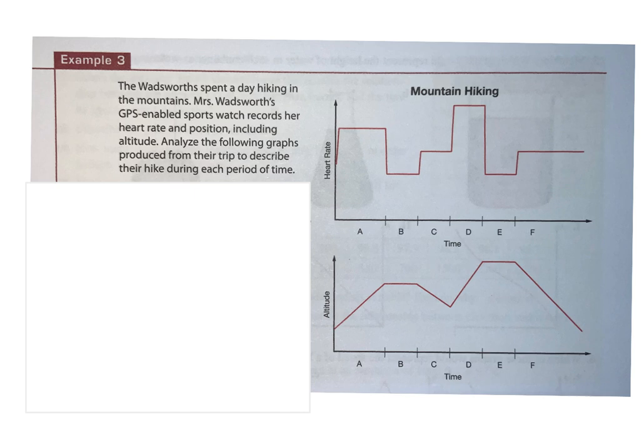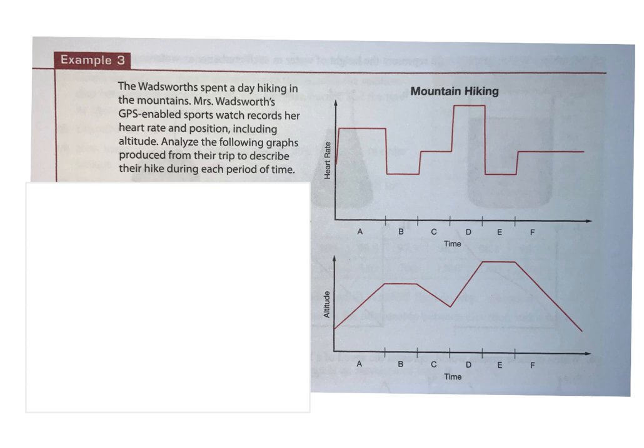So let's look at the last example here, top of page 203. This actually doesn't have any numbers at all on the graph, right? The Wadsworths spent a day hiking in the mountains. Mrs. Wadsworth's GPS-enabled sports watch records her heart rate and her position, including altitude. Analyze the following graphs produced from their trip to describe their hike during each period. So this top graph is a graph of her heart rate, and this is based on time. And actually, they didn't even put numbers with the time. These are segments of time where it checked her heart rate. And then the bottom graph is altitude compared to time.